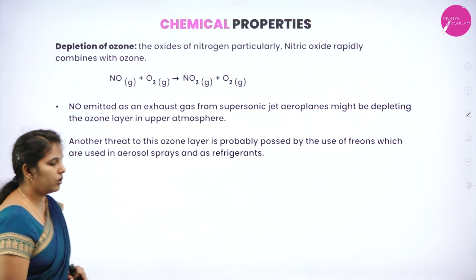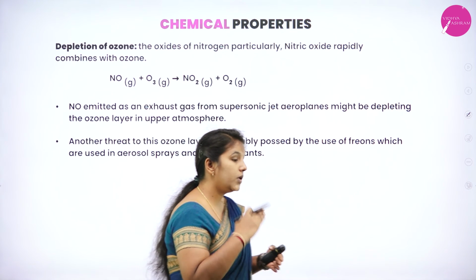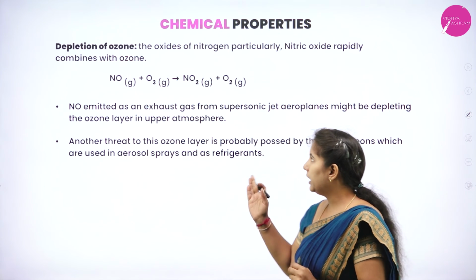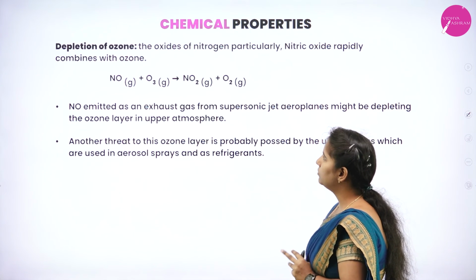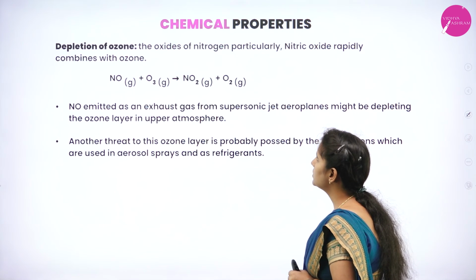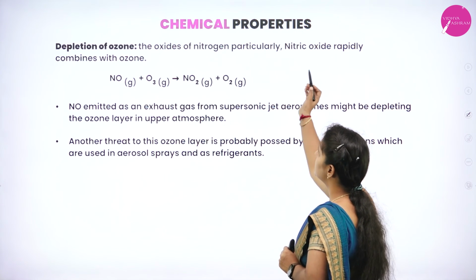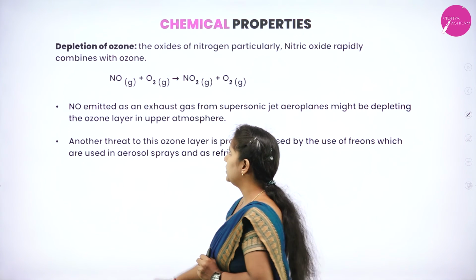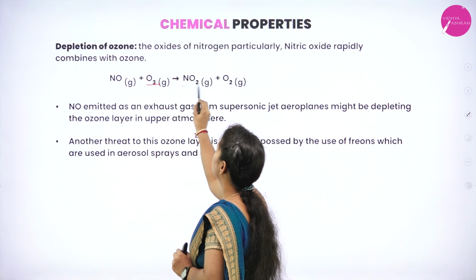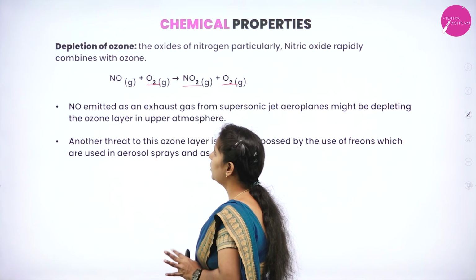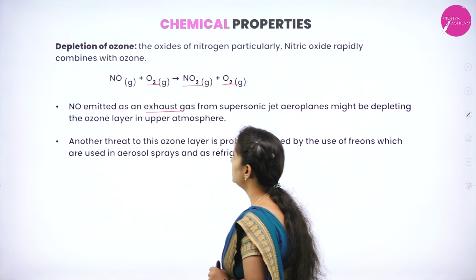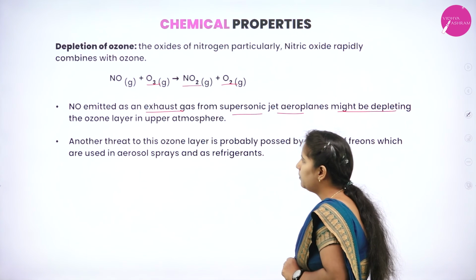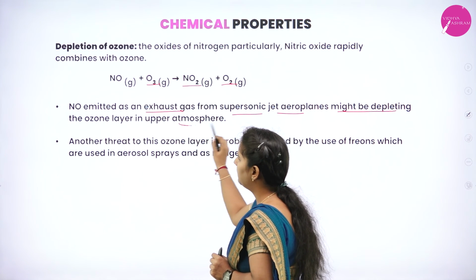Coming into the depletion of ozone, nowadays you know that depletion of ozone is a major cause of environmental pollution, right? Let's see how the depletion is caused. The oxides of nitrogen, particularly nitric oxide, rapidly combine with ozone. So this causes a major depletion. Nitric oxide combines with ozone to form nitrogen dioxide and oxygen. Nitric oxide, which is emitted as exhaust gas from supersonic jet aeroplanes, might be depleting the ozone layer in the upper atmosphere.